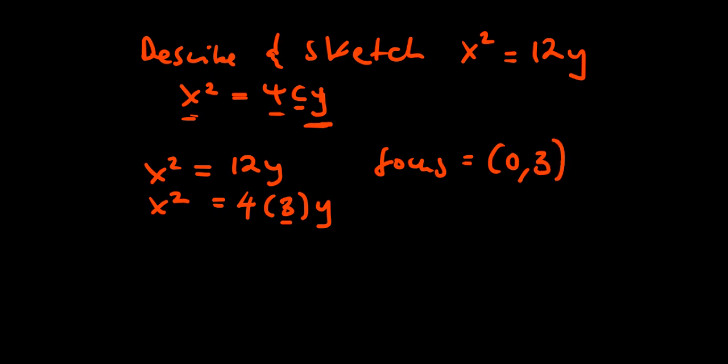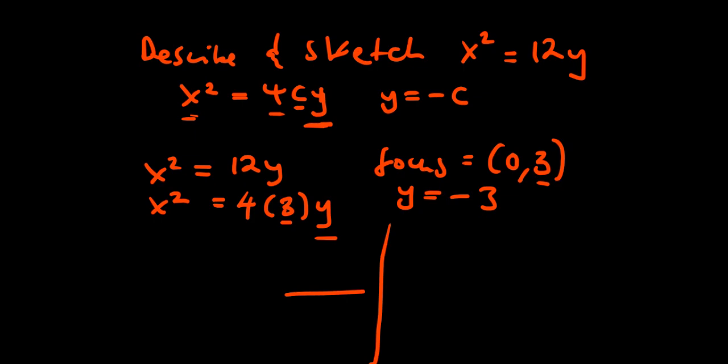(0, 3). Because we're dealing with the y, my focus will be moving in the y, like that. And my directrix, in general, when you have this case, is always going to be y = -c. So here, just the negative of c, that will give us y = -3. So I have my points there. Then I can sketch this.